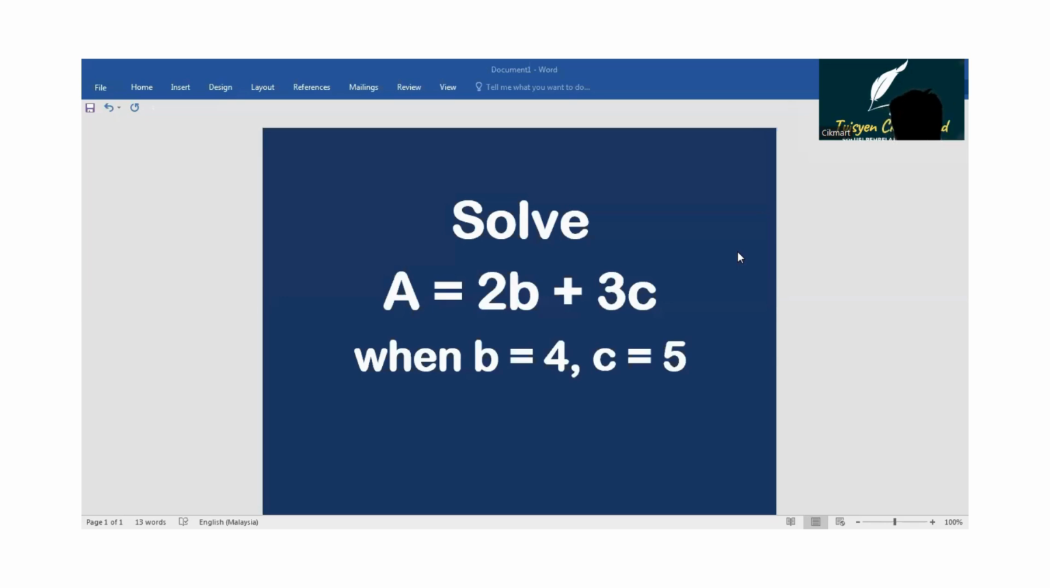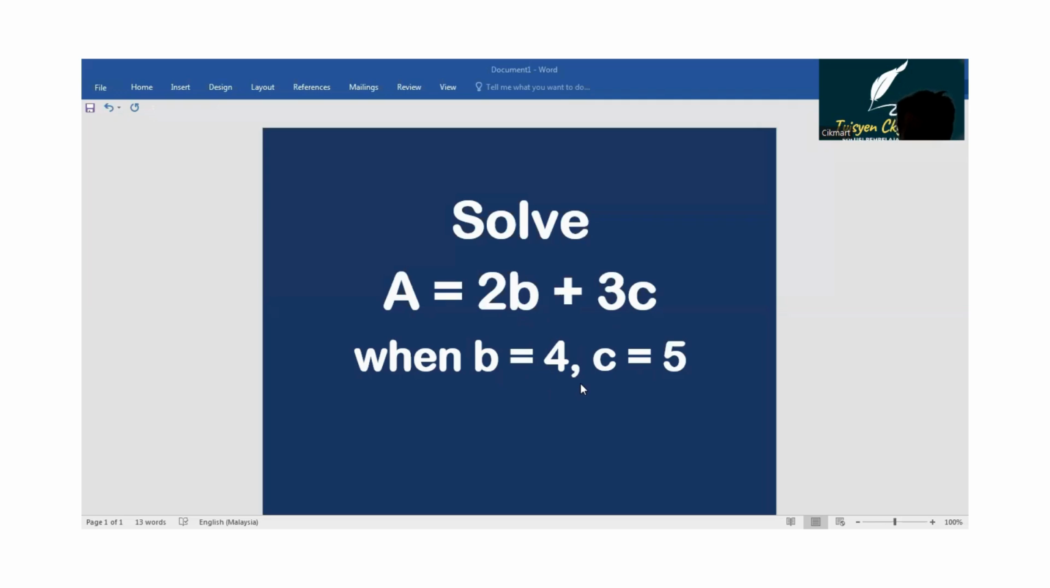Today we will learn how to use an algebraic formula. Don't worry, it's simple and I'll guide you step by step. Okay, let's look at the question. In this question, you see, solve a equals 2b plus 3c, when b equals 4 and c equals 5, meaning that you have to find the value of a given the value of b and c. Are you ready? Let's see together.